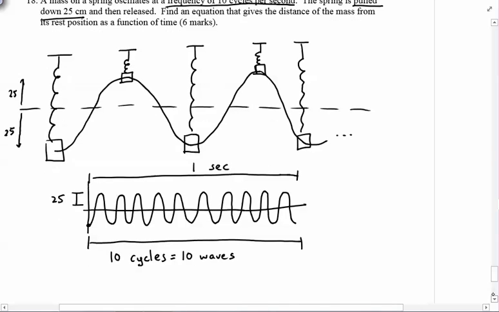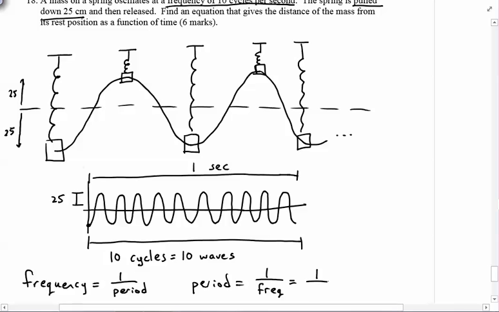So luckily I know some equations for frequency and period. Frequency is the same thing as the reciprocal of the period. So if I want to find the period, I can take the reciprocal of the frequency. So because the frequency is 10, the period must be 1 over 10.